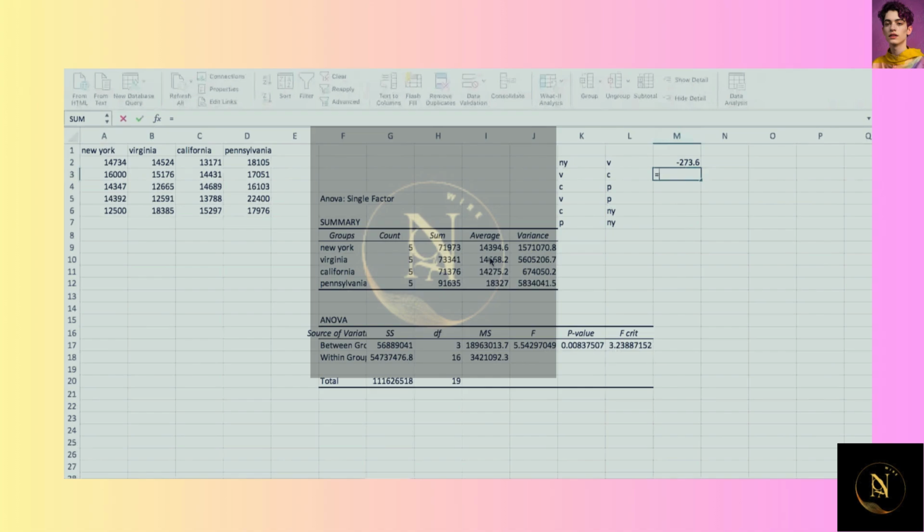And then we are going to take the mean of Virginia minus California, Pennsylvania, Virginia, Pennsylvania, California, New York, and Pennsylvania and New York.